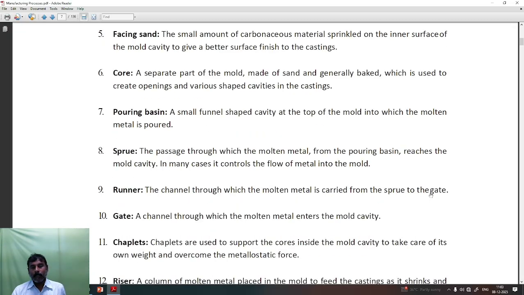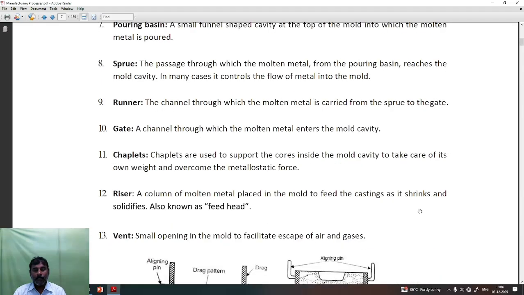Runner: the channel through which the molten metal is carried from the sprue to the gate. Then gate means a channel through which the molten metal enters the mold cavity. Riser: a column of molten metal placed in the mold to feed the casting as it shrinks and solidifies, also known as feed head.